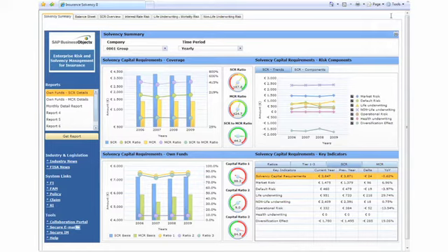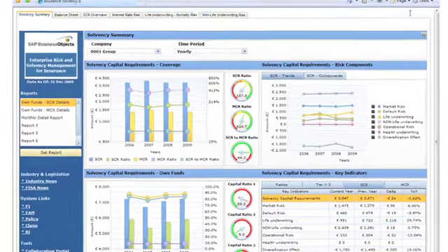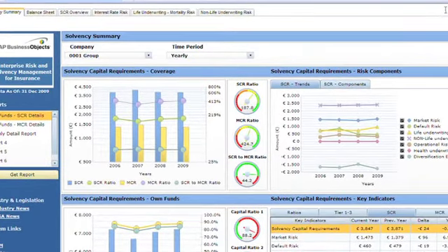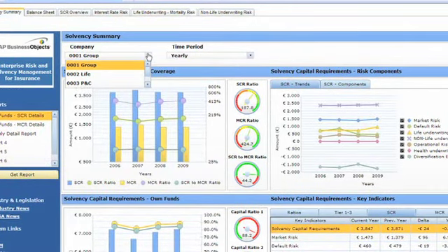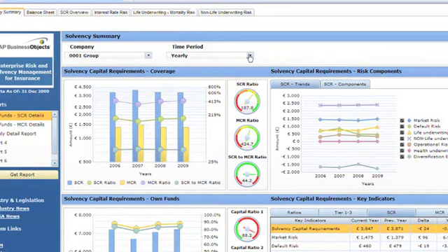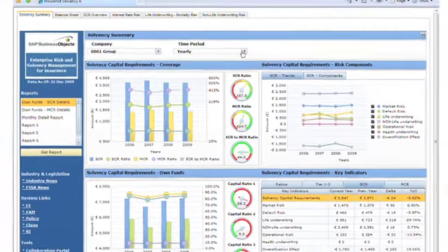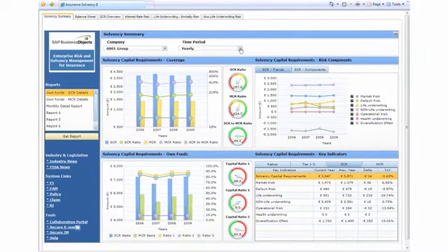Let's take a look at some of the dashboards and reports in the SAP BusinessObjects Enterprise Risk and Solvency Management for Insurance Analytic application. Currently, we're viewing the Solvency Summary dashboard. As we can see from our selectors, a company can view their key solvency metrics at the group level or the division or individual company level. Further, they can view their solvency on either an annual or a quarterly basis. There are 4 quadrants on our dashboard to view our key performance indicators, or KPIs.